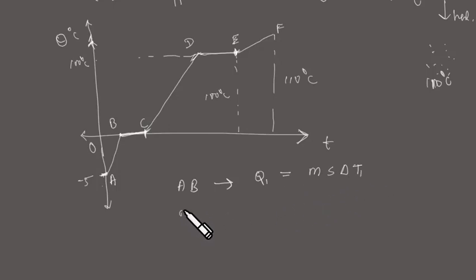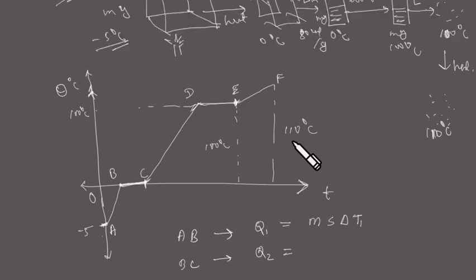Then from B to C, here only the state changed, but the temperature remained constant, that means delta T is 0 here. In this case we can write the amount of heat required to change the state of the liquid to the gas is of course the latent heat.